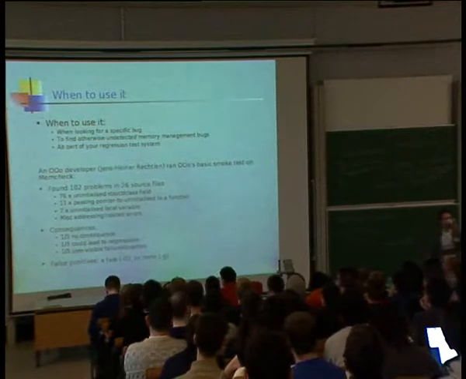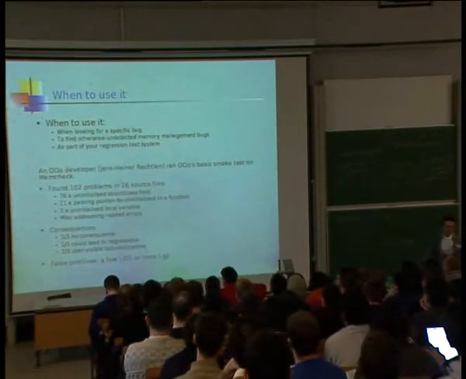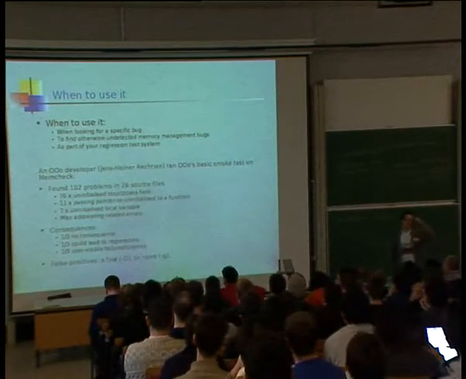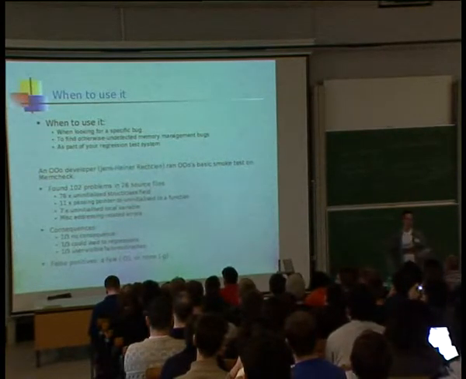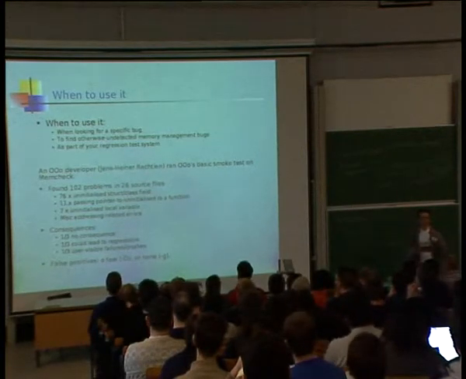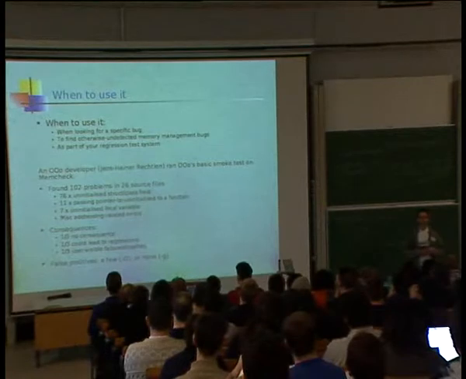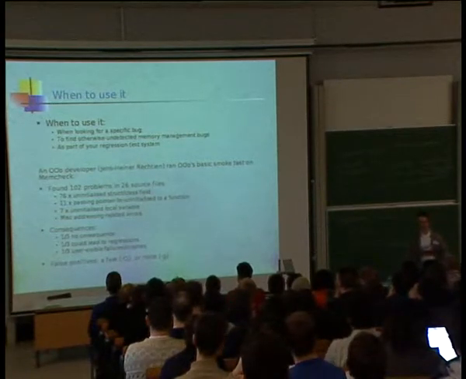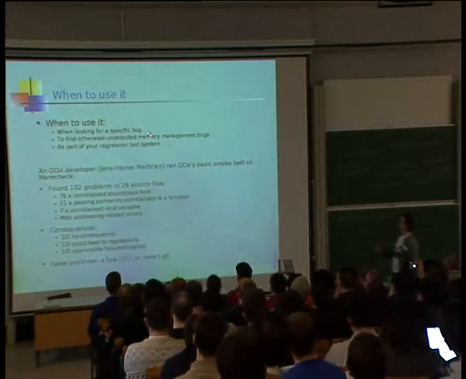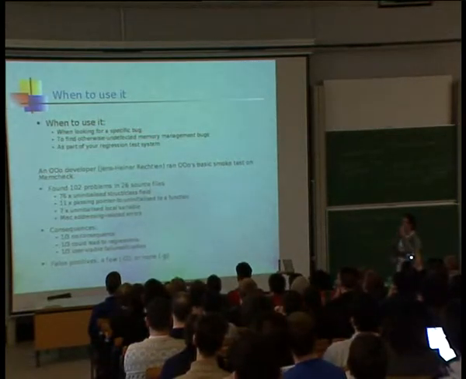So, when should you use it? That's a good question. If you use something like GDB, well, in my perhaps rather jaded view, GDB is only really useful for when the program has crashed. You want to find out why it's crashed. Well, I suppose you can set breakpoints and stuff as well. So you can use Valgrind or Memcheck when looking for a specific bug.